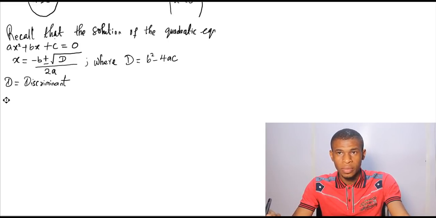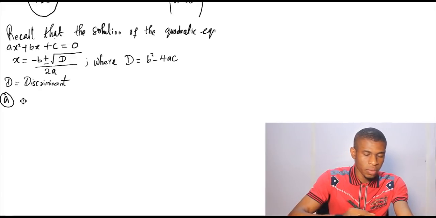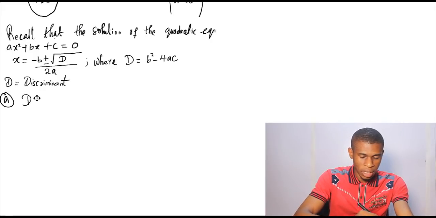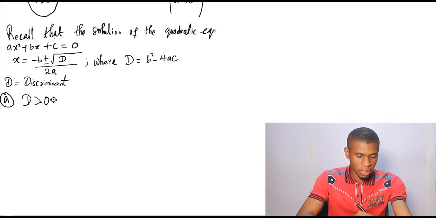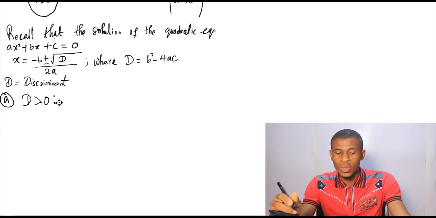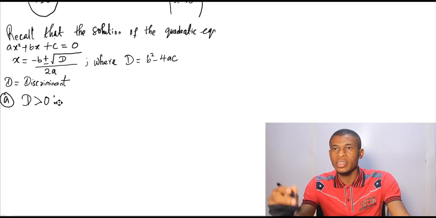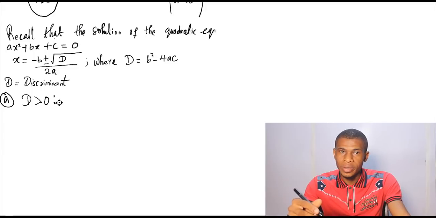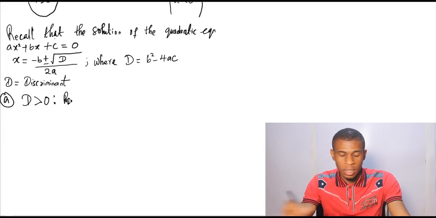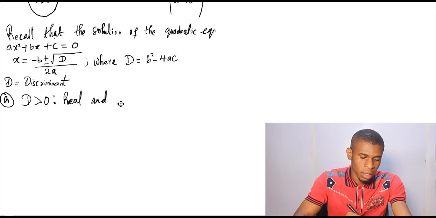Just three restrictions. The first case we can see is when D is greater than 0. When D is greater than 0, the roots of any given quadratic equation are real and distinct. They are real numbers, and then distinct, they differ from each other. Real and distinct.